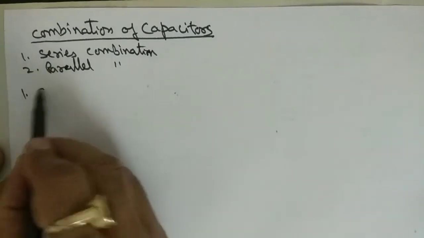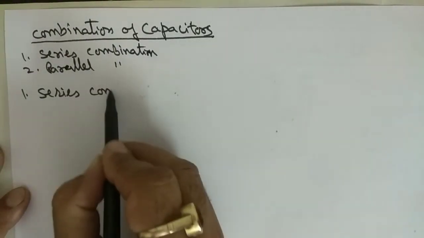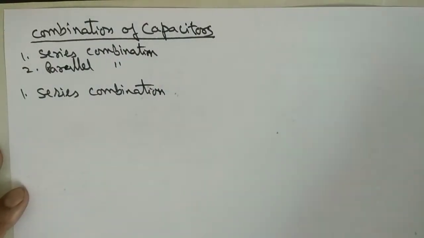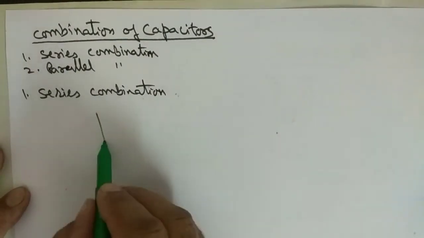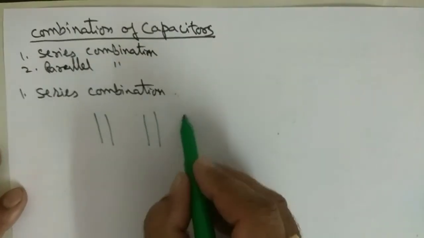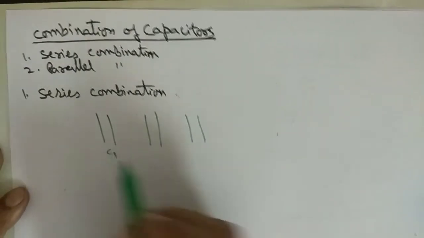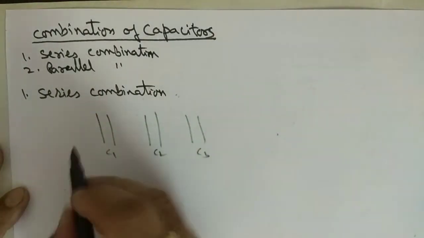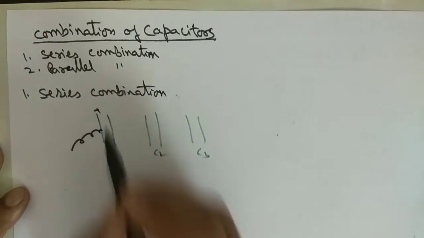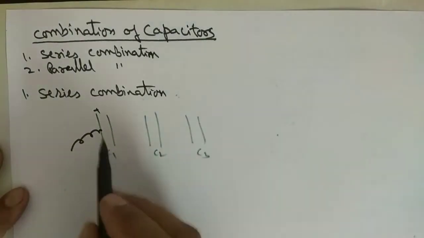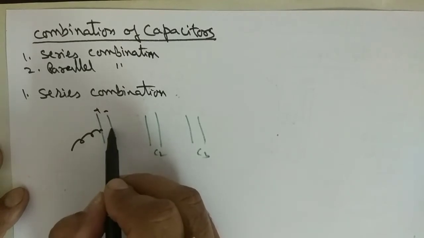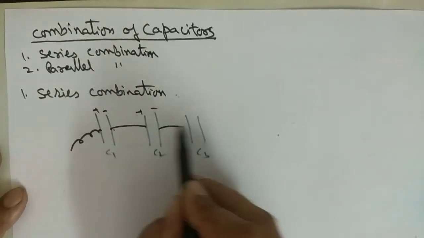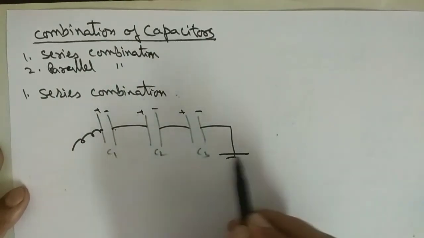Now come to the series combination. In a series combination, all capacitors have different capacitances. Suppose this is the first, this is the second, and this is the third: three capacitors of different capacitances C1, C2 and C3 are connected one by one. Suppose a positive charge is given to the first plate of the first capacitor. It will induce a negative charge in the inner part of the first capacitor. Now it will pass on, positive, negative, and finally it is the earthing.